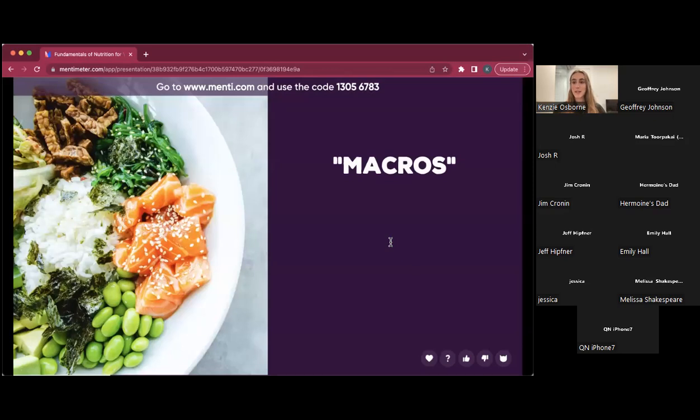So we're going to start out by talking about macros. Macros, or macronutrients, are nutrients that give our bodies energy. Vitamins and minerals are very important, but they do not actually provide our body with energy. They do not contain calories. Macronutrients, on the other hand, are our fat, carbohydrates, and proteins. Those do provide our body with energy that can actually be used in our body, okay?